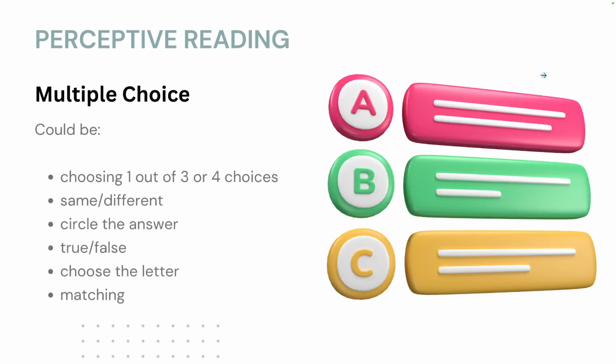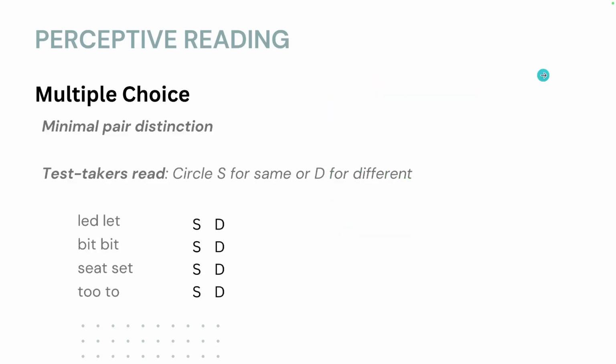Okay, you can also do multiple choice at the perceptive reading level. So it could be choosing one out of 3 or 4 choices, but you can also do other types like same, different. So I put the word cat, C-A-T, and next to it I put C-A-B, and then you ask the students, is that same or different? Circle the answer, true, false, choose a letter, matching, any types here. Just remember, you're focusing on the very basic levels of the language at this stage. It's not comprehension.